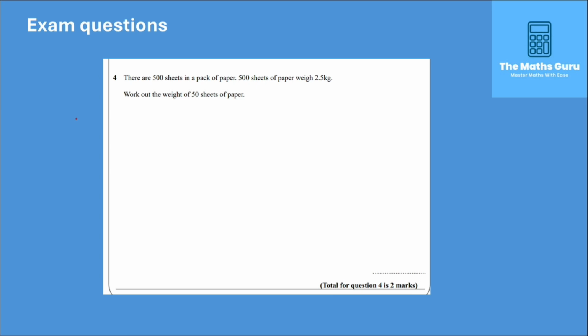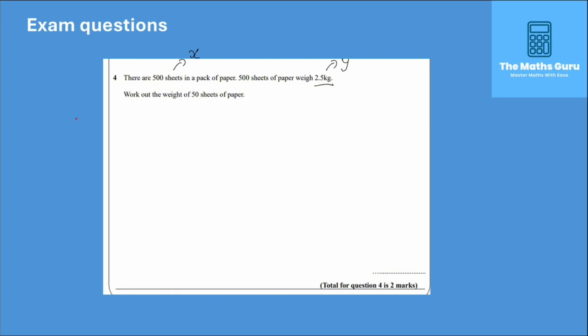So, getting started, there are 500 sheets, we'll call that our X variable, in a pack of paper. 500 sheets weigh 2.5 kg, we'll call that our Y. Work out the weight of 50 sheets of paper.